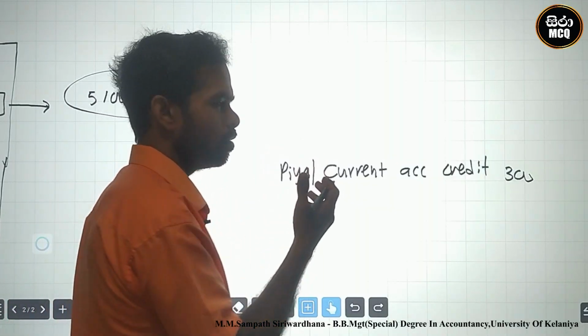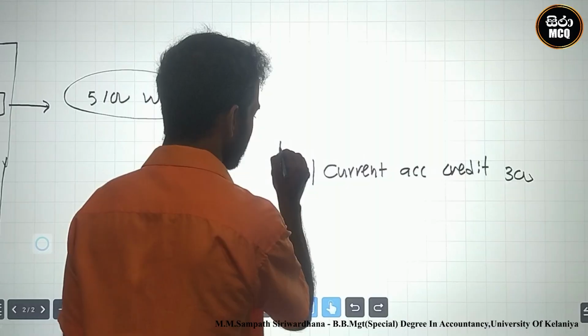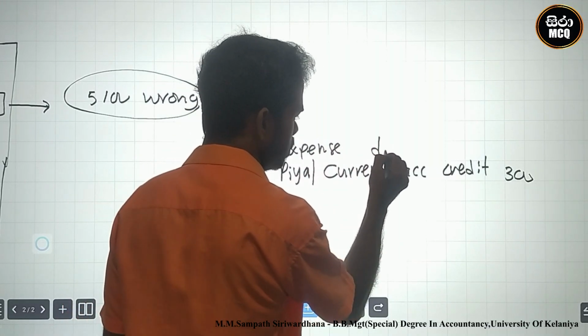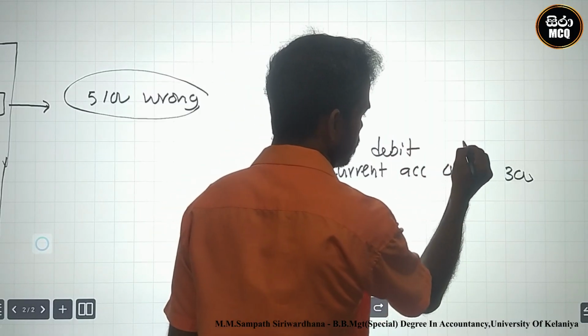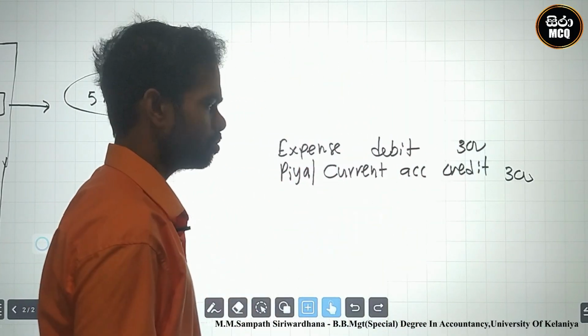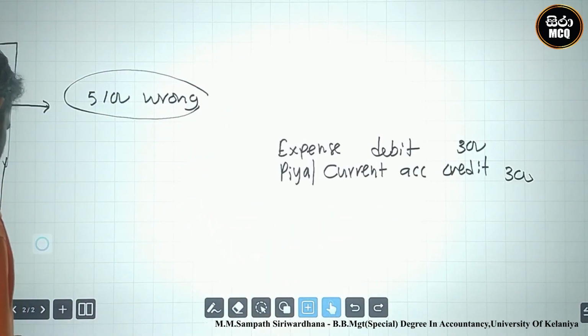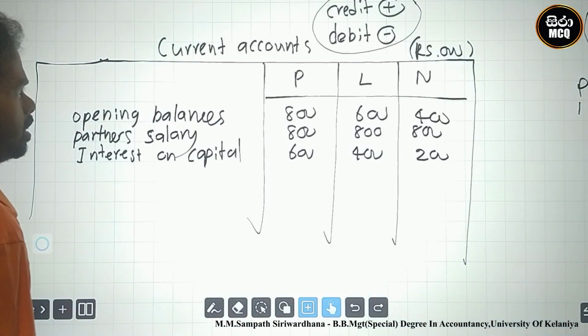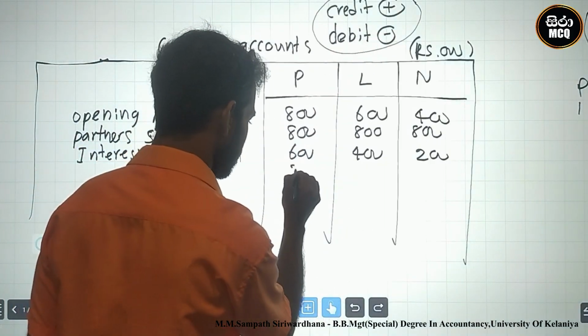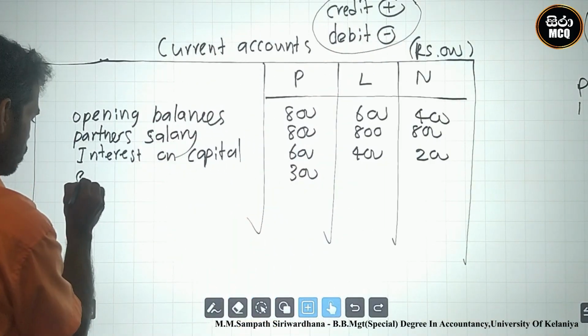Expense account. Our business expense, no? Therefore, expense account debit. Expense debit 300. PL current account credit, no? We can credit it 300. Current account credit. Credit means we must plus 300. This is the expense.